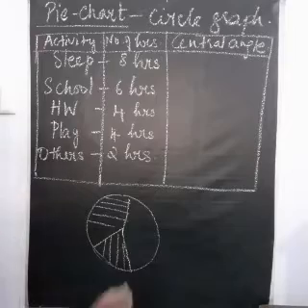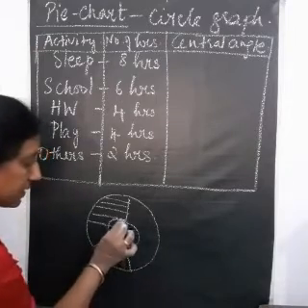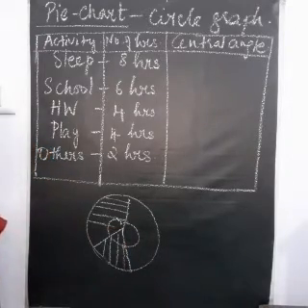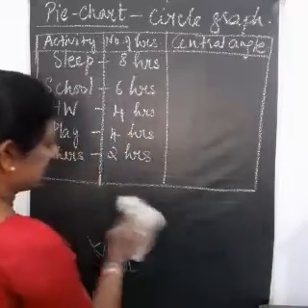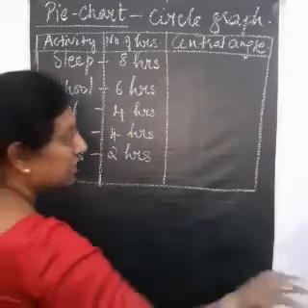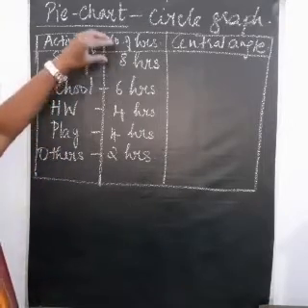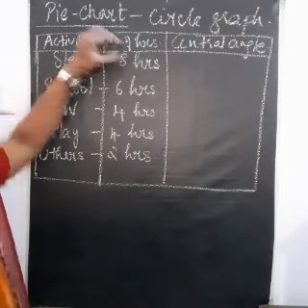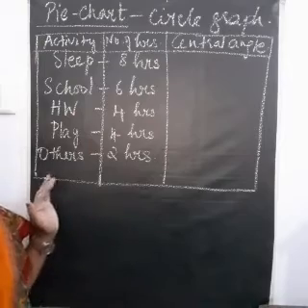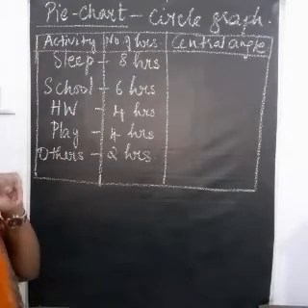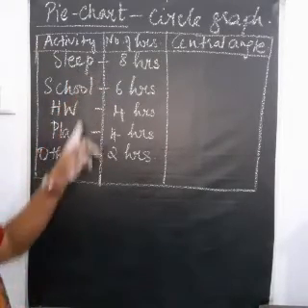Okay, now what is the total angle in a circle? The total angle is 360 degrees, correct? So if it is 360 degrees, now we have to find out how to represent 8 hours in 360 degrees. Okay, so now this is the activity for a day.